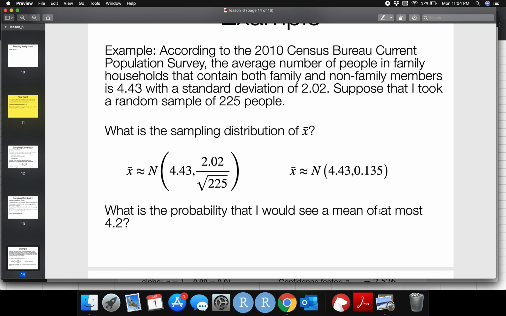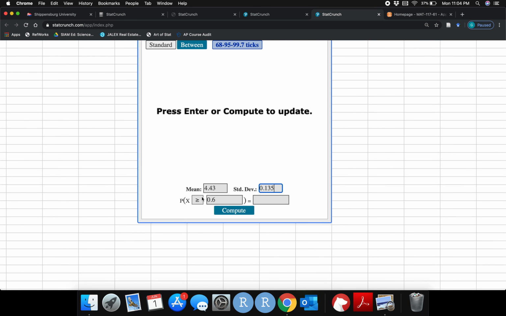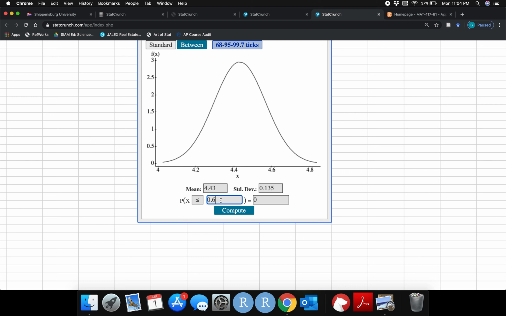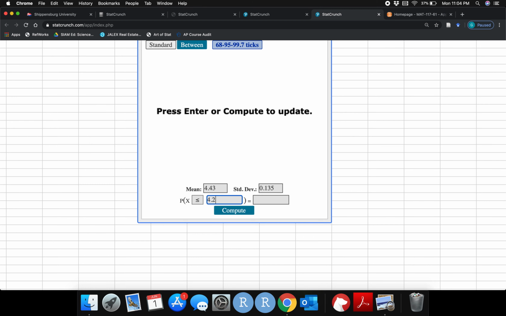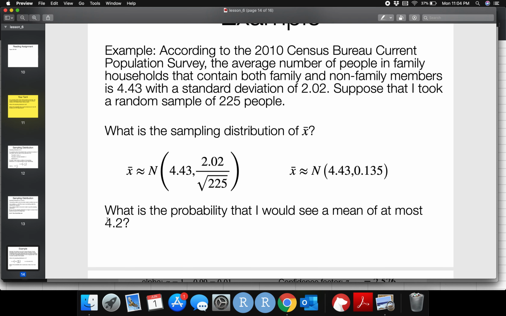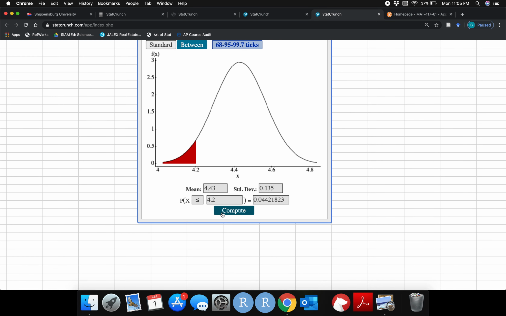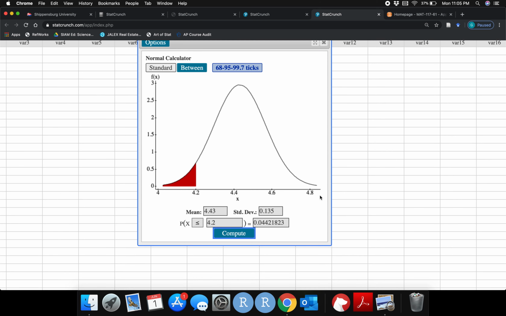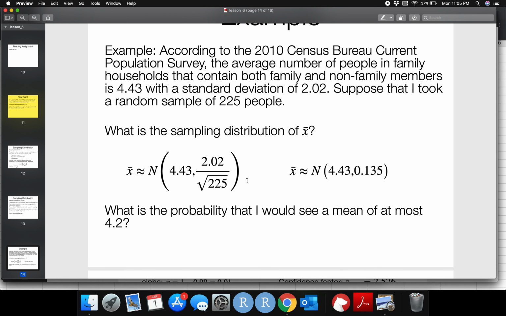At least means greater than or equal to. At most means less than or equal to. So I want less than or equal to 4.2, which is the number in the question. And that probability is 0.044, or 4.4%. So that was all for Lesson 6. All you really need is the normal calculator to do that.